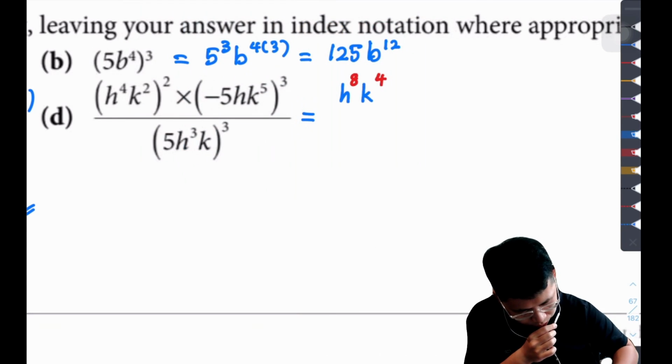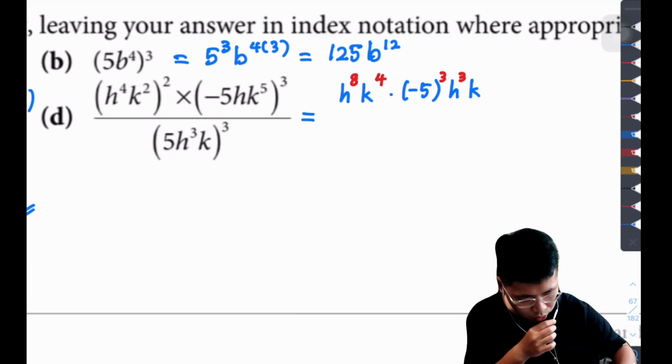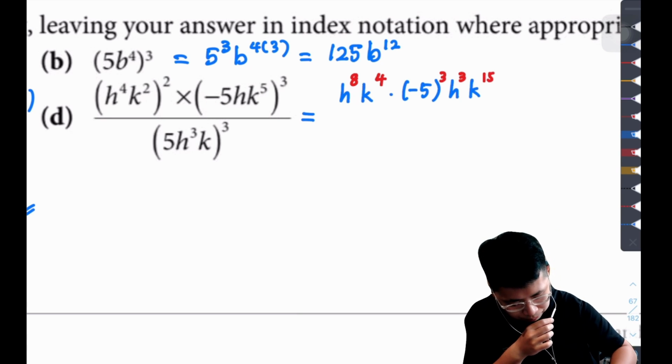Okay. Next, we have our negative 5, h and k. So we have our negative 5, we have our h, we have our k. We distribute the power 3. So we have our cube, h to the power 3, and for k, 5 and 3, so we have k to the power 15.